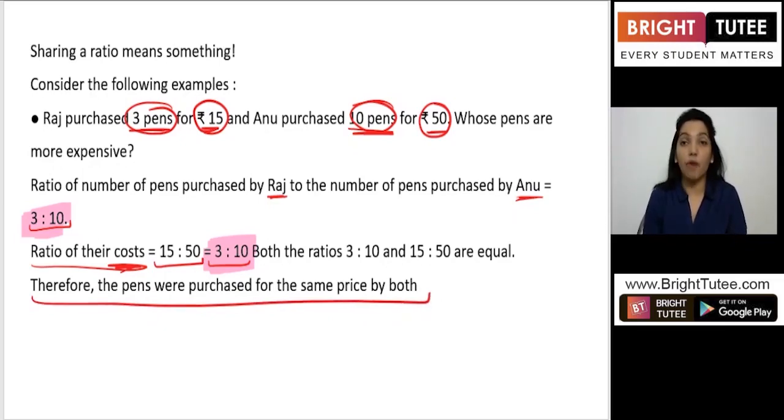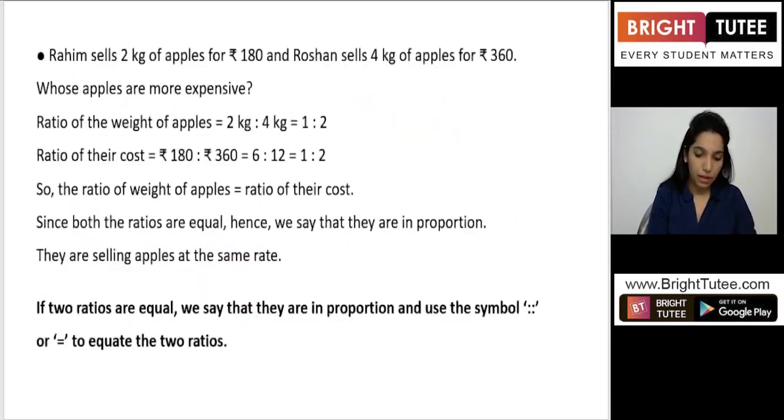Is this clear? We wanted to find out which of these pens is costlier, but what we see after calculating the ratio is that because both the ratios are 3:10, each pen is of the same price. So Raj is purchasing these pens and each of them is of the same price. So no pen here is more expensive compared to the other.